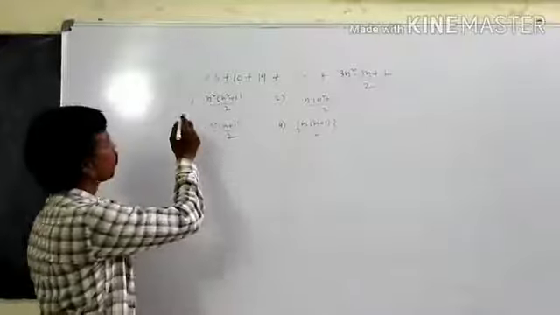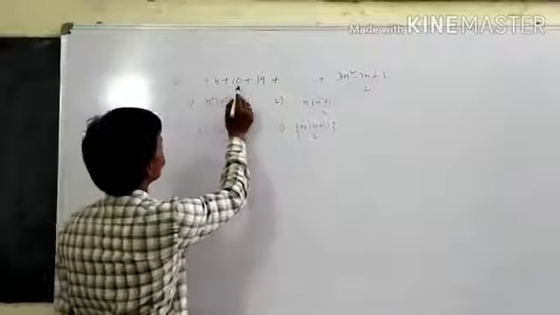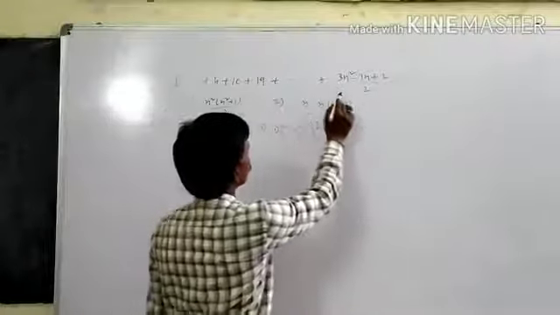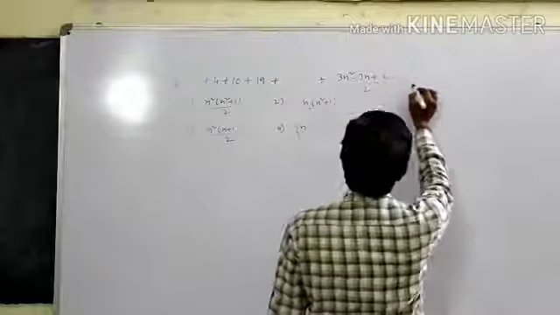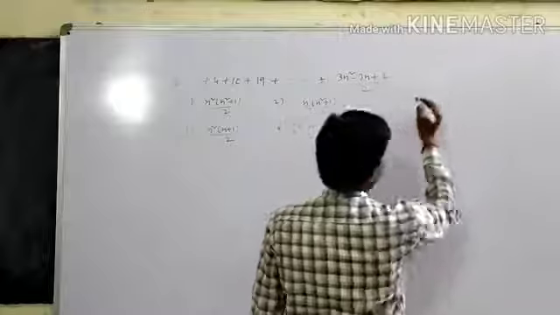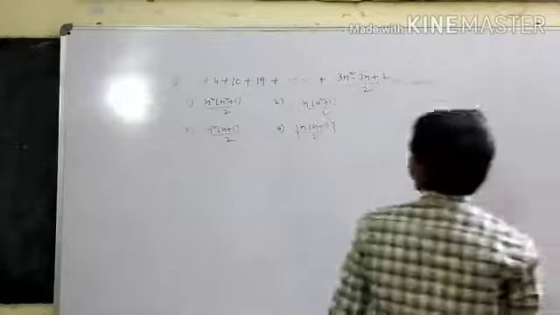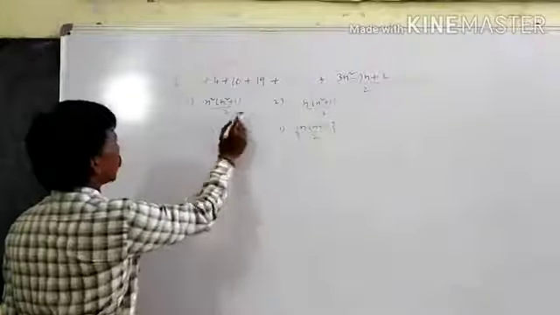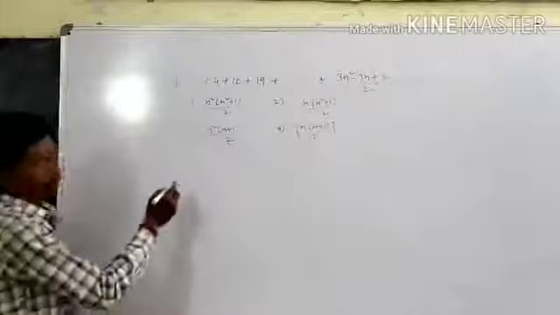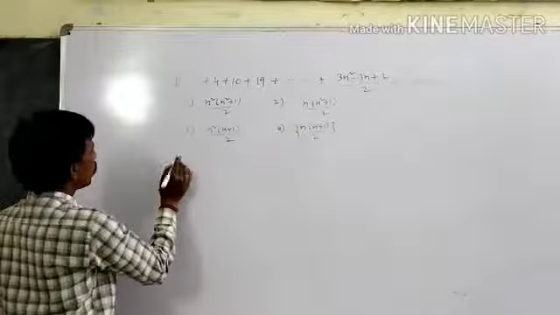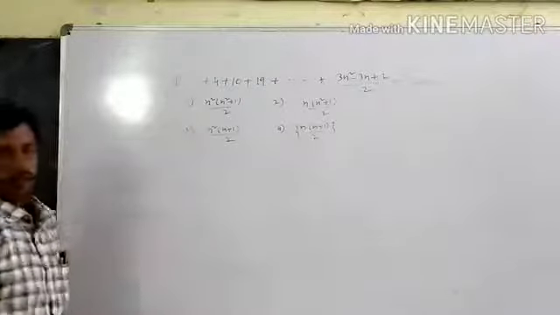This is a problem: 1 plus 4 plus 10 plus 19 and so on, the sum of n terms, is equal to dash. Here we have 4 options. You verify the options against the LHS value.